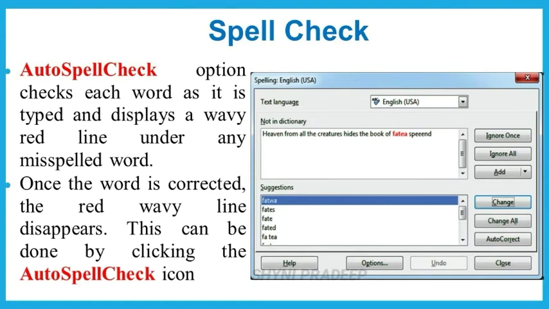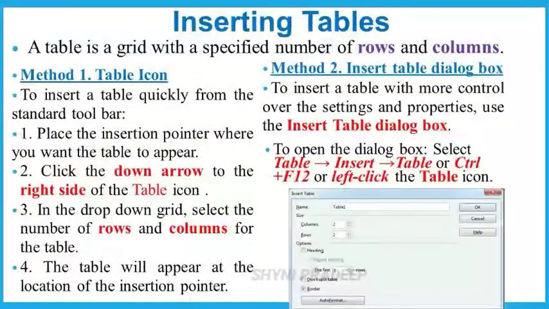For that, first you have to right click on the word with a wavy underline. One pop-up menu appears with the suggestions. The correct words can be selected from the suggested words on the menu. The selection will replace the misspelled word with the correct word. Okay. Next topic is inserting tables.